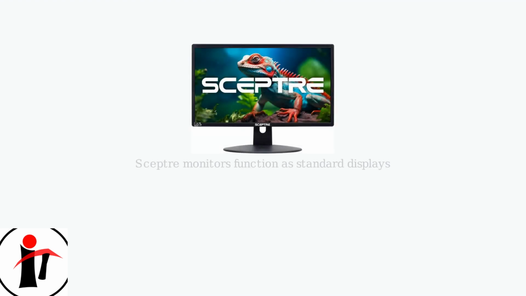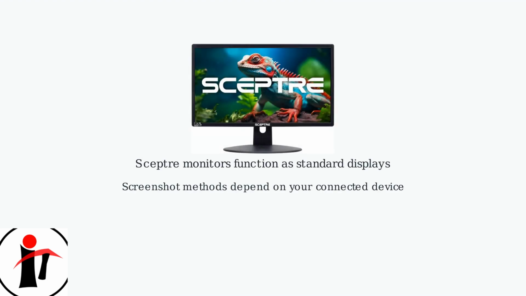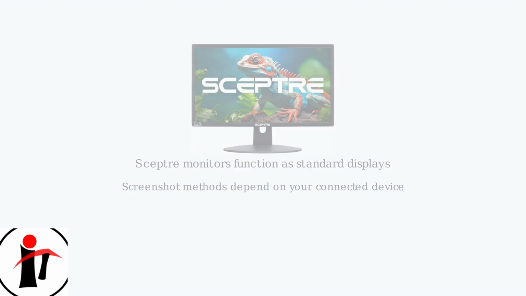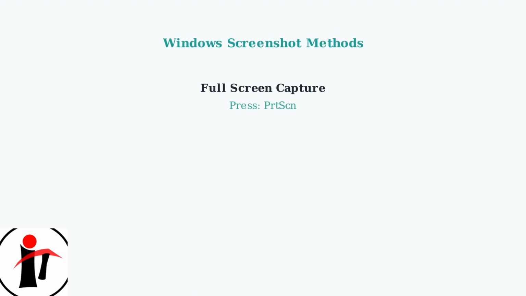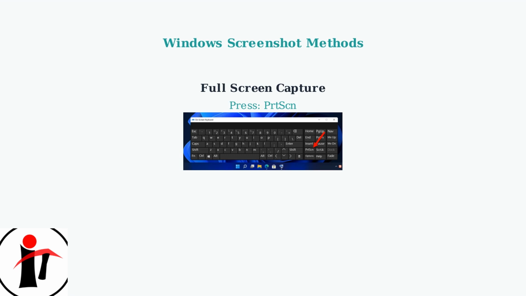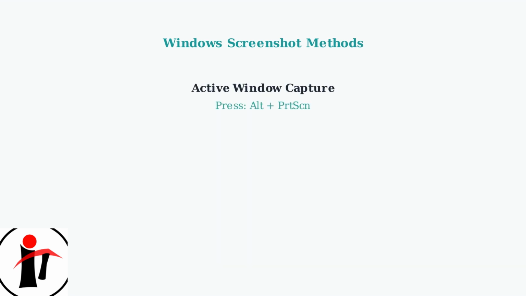Sceptre monitors work as standard display devices, which means screenshot capabilities depend entirely on the device you have connected, whether that's a PC, Mac, or gaming console. For Windows users, the simplest method is pressing the print screen key to capture your entire screen display. To capture just the active window instead of the entire screen, hold Alt while pressing print screen.